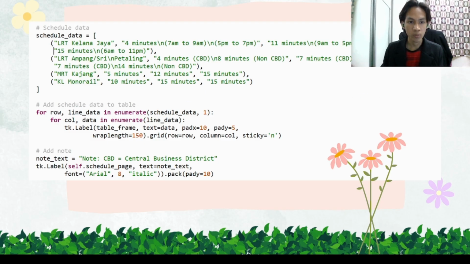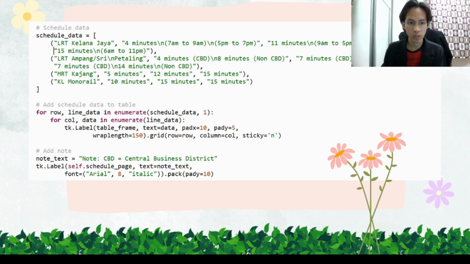For this schedule data, we are basically using a tuple. It's a list of tuples, each representing one row: a train line with its own frequency during peak hours, non-peak hours, and also weekend. We also added a multi-line string to format the data for better readability.